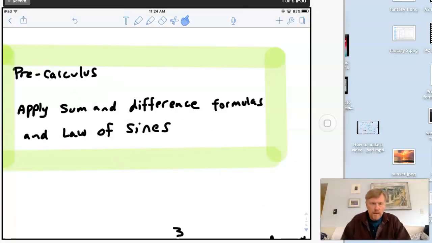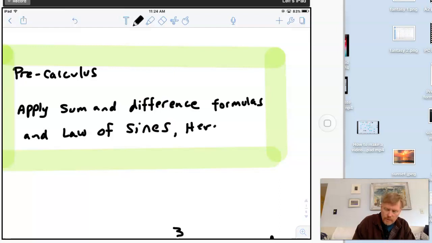All right, hi there. Today, for pre-calculus, I'm going to be covering how to apply the sum and difference formulas as well as the law of sines, and we're going to get a little bit into Heron's formula as well.